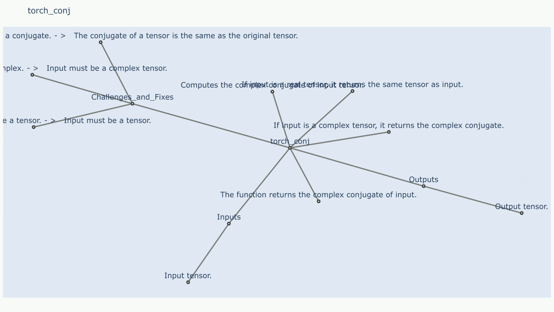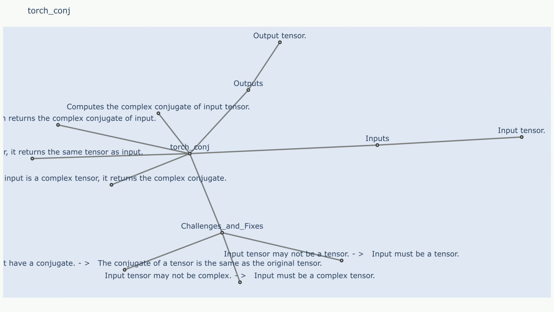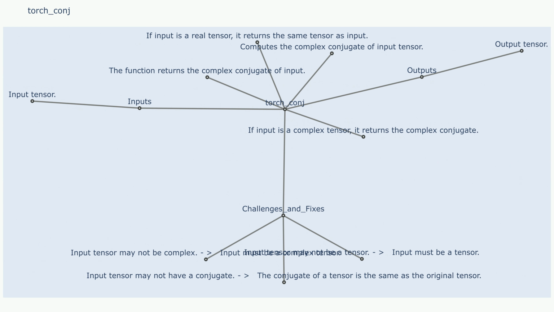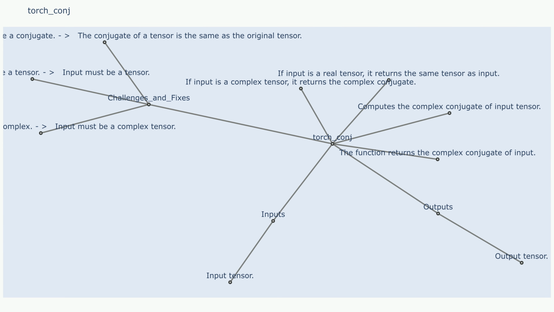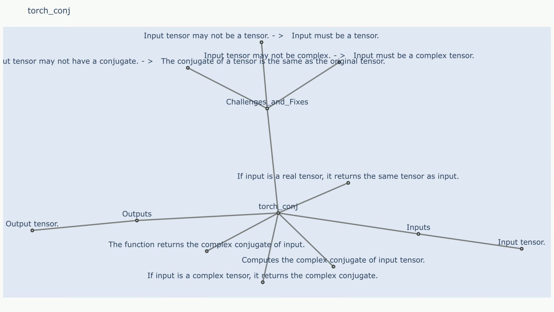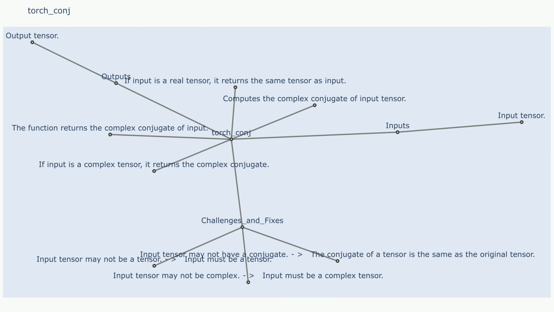Challenge 1: not understanding the concept of complex conjugates. Sample use case that resulted in challenge 1: attempting to use torch.conj without understanding its mathematical purpose. Fixes to challenge 1: review the definition and properties of complex conjugates. Understand that torch.conj applies this mathematical concept element-wise to the input tensor.